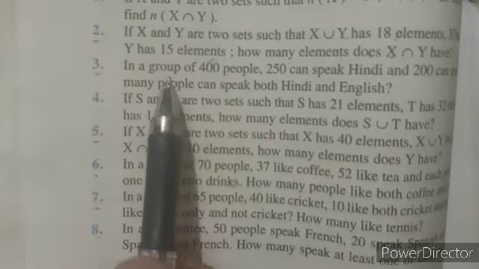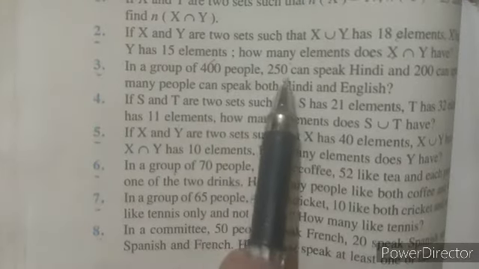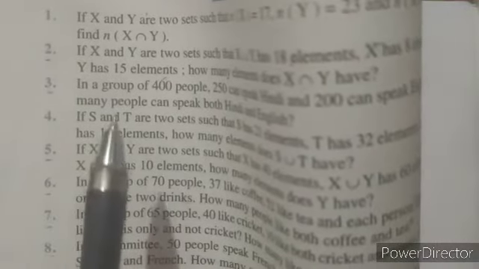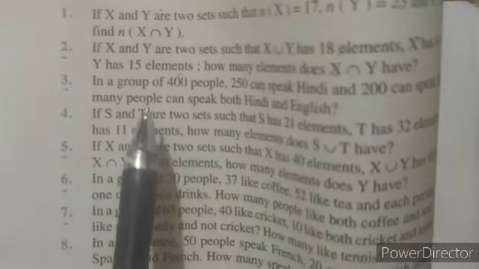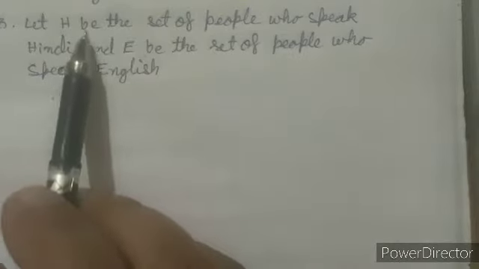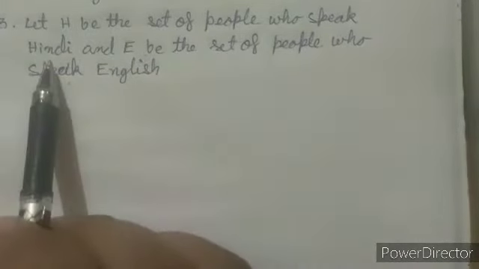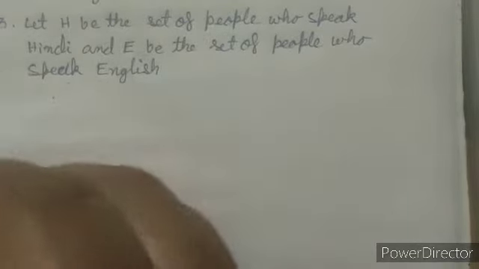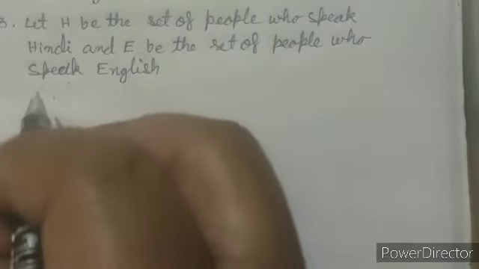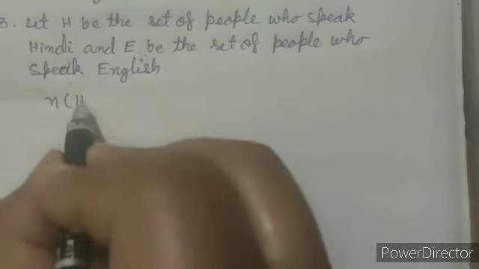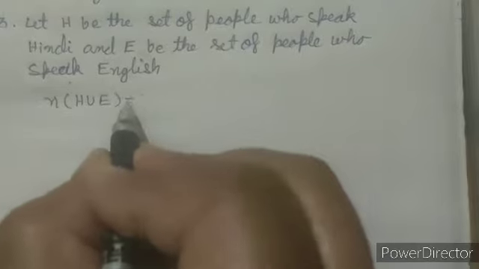Now in question number 3, in a group of 400 people, 250 can speak Hindi and 200 can speak English. How many people can speak both Hindi and English? Let H be the set of people who speak Hindi and E be the set of people who speak English. Now, in a group of 400 people, we can say that n(H union E) is equal to 400.